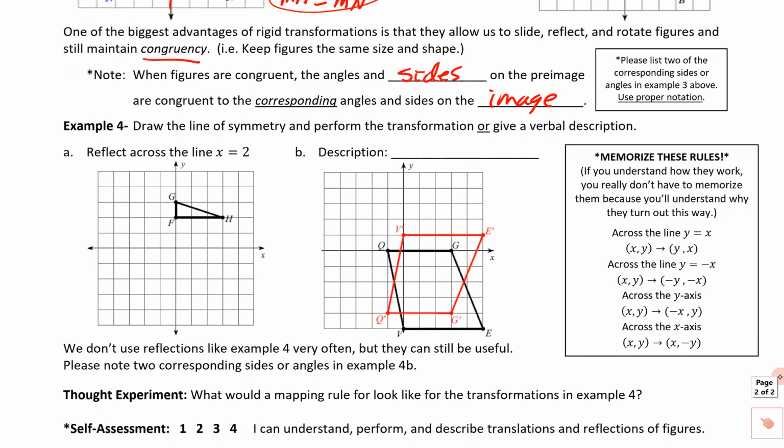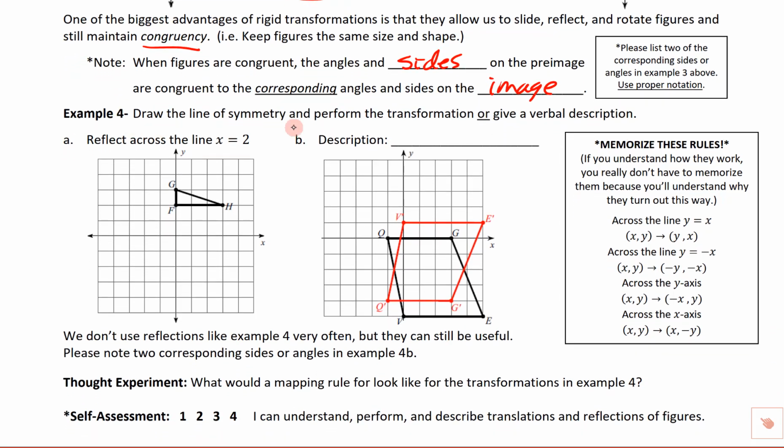Okay, so let's come down here and take a look at the end of this. It says, draw the line of symmetry and perform the transformation, or give a verbal description. So when it says reflect across the line x equals 2, we've got to do the work here. Let's draw the line x equals 2. The line x equals 2 would look like this.